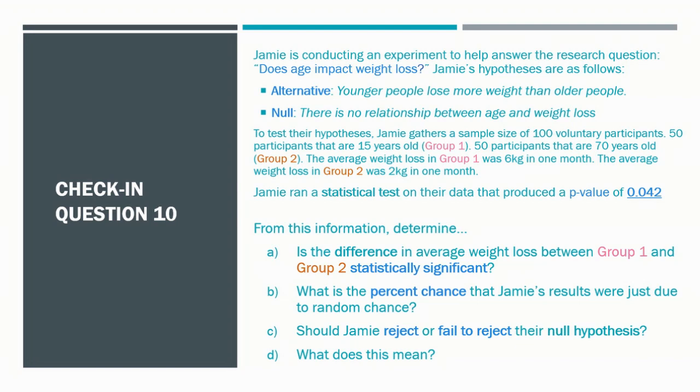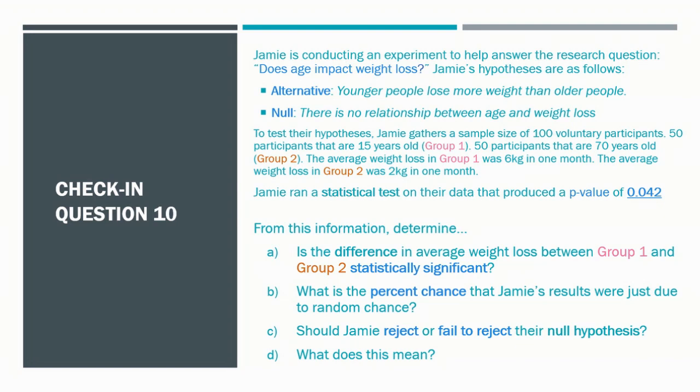Jamie is conducting an experiment to help answer the research question, does age impact weight loss? Jamie's hypotheses are as follows. Their alternative hypothesis is younger people lose more weight than older people. Their null hypothesis is that there is no relationship between age and weight loss. To test their hypotheses, Jamie gathers a sample size of 100 voluntary participants. 50 of these individuals are 15 years old.